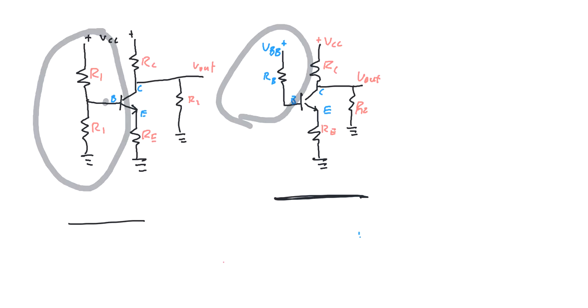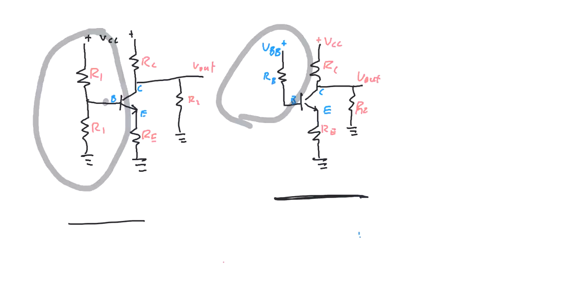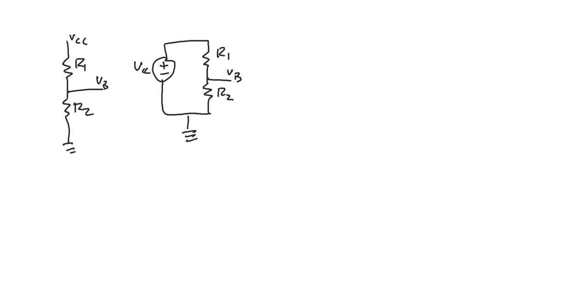I have to go to page 2 over here too. Okay, interesting. So if we look at the original circuit, we could represent this divider network from VCC down to the base. We could represent it as this divider network.